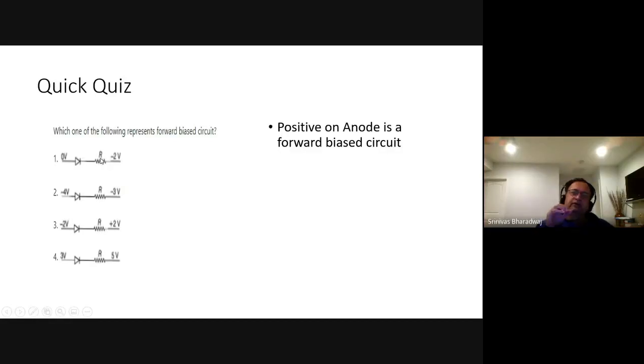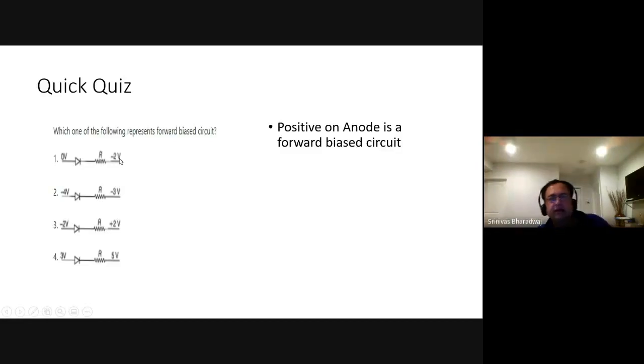Positive on anode is a forward bias. What he's trying to make sure is you understand that if you say negative, it doesn't mean it's negative actually, right? Whichever is higher, you're looking at not absolute potentials, but at potential difference. So here the potential difference is 0 minus -2, plus 2, right? This is higher than that, right?